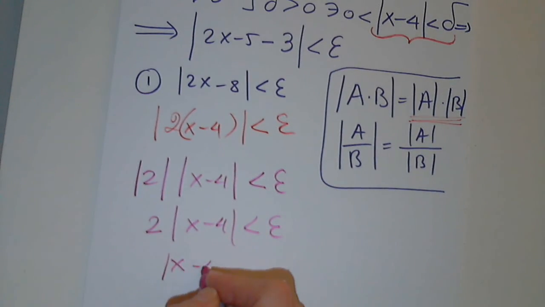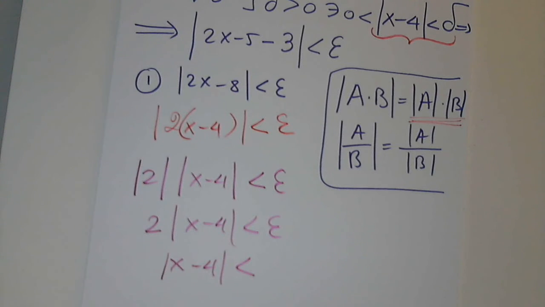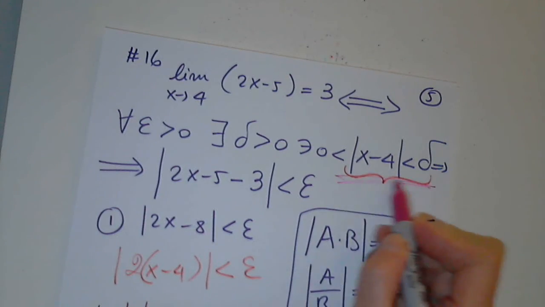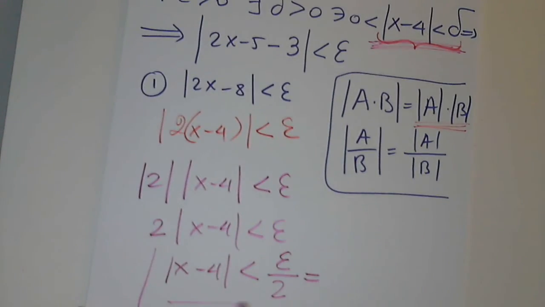And now I have x minus 4 less than epsilon over 2. Compare these two. And give me delta, please. That's it.